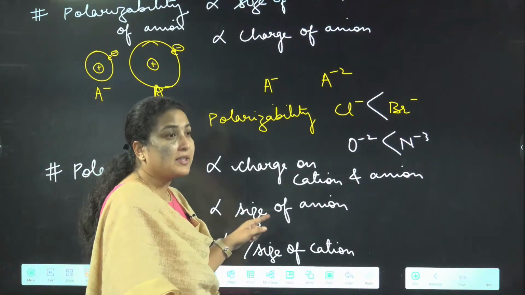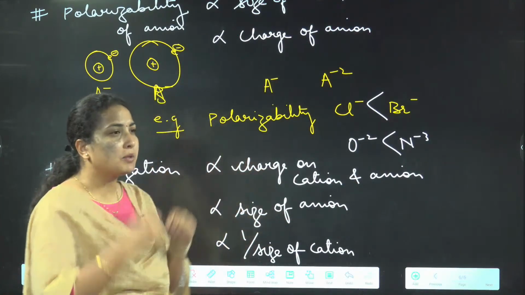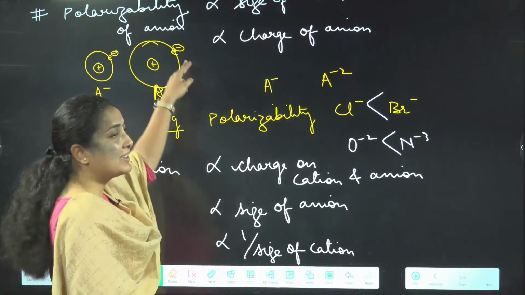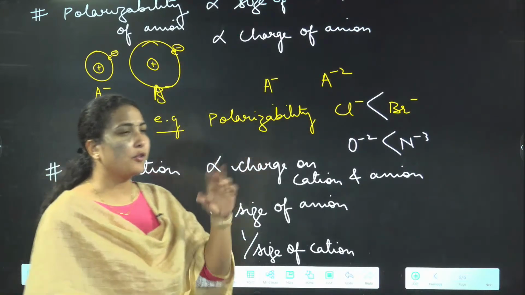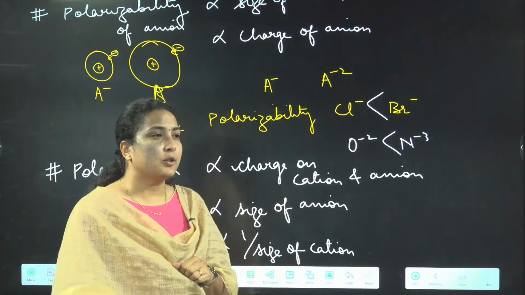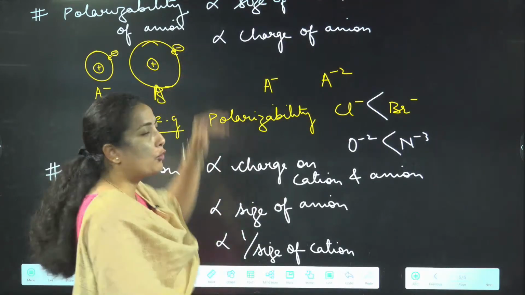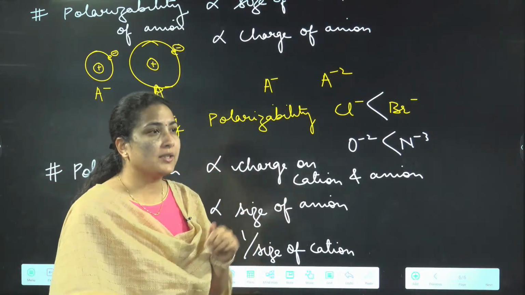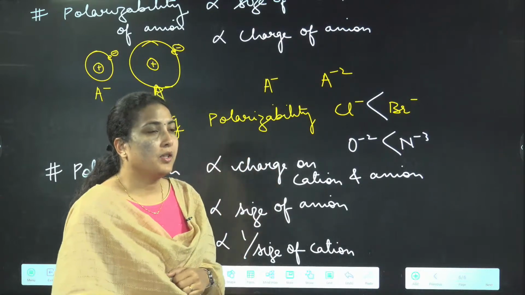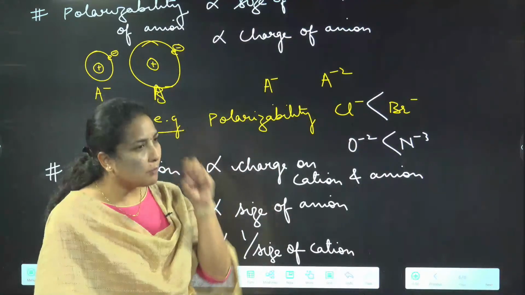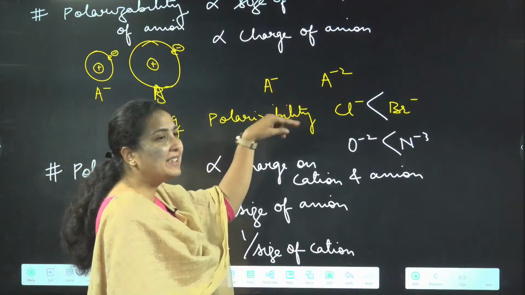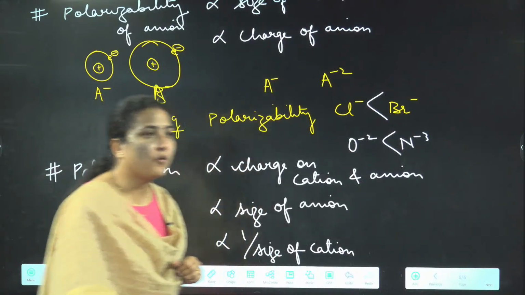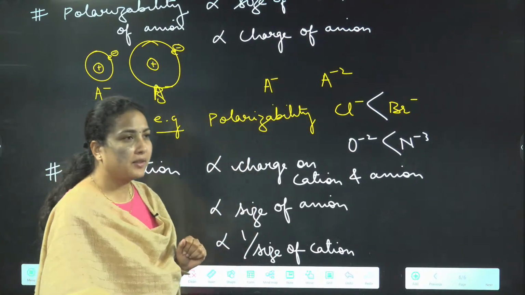Now, second factor, size of an ion. If the size of an ion becomes bigger, then its own electron is slightly far away from its own nucleus. Because of that, there is less nuclear force of attraction from its own nucleus, that means from its own ion. So what is going to happen? A cation which is smaller in size will be able to easily attract the electron cloud of such an ion, and that's what is reflected here.